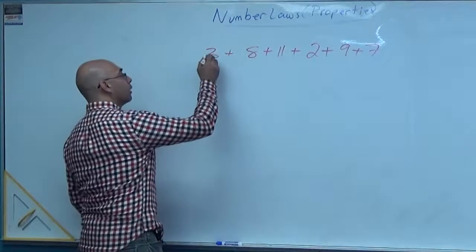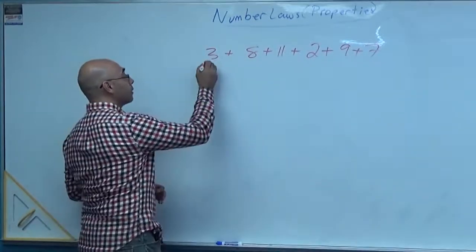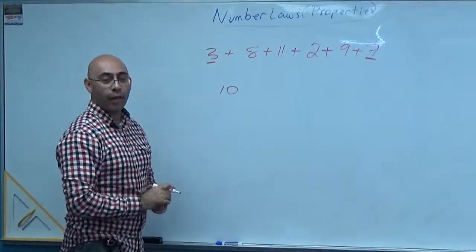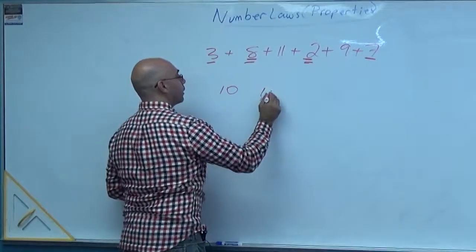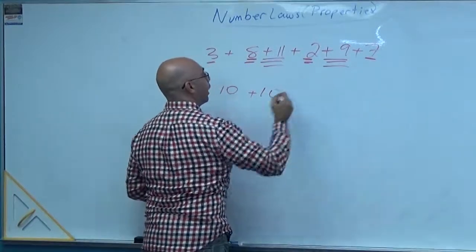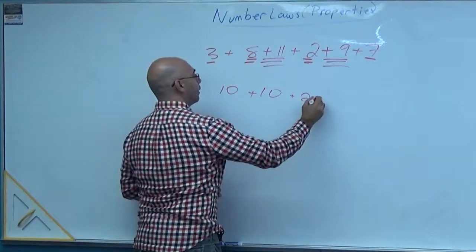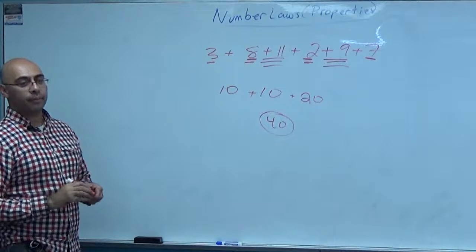So this is what you did. You grouped the numbers in a different way. So what you did was you looked at this and said you got a 3 and a 7. You added that together to get a 10. And then you took an 8 with the 2 to get a 10. Then you took the 11 and the 9 and you got a 20. So the answer is actually 40. But you got the right idea.